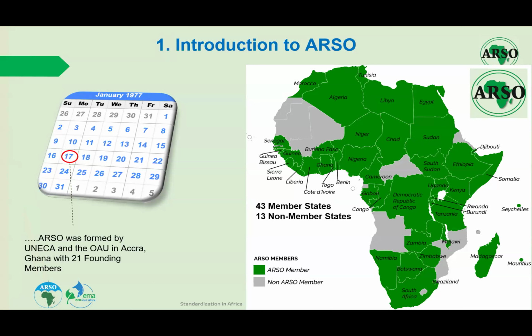So this map shows the ARSO members and non-members. The ARSO members are highlighted in green. We have 43 members. Actually, it's 42 member countries and 1 observer member. And you understand that the 13 remaining countries are highlighted in gray color. They are yet to become members, but there are some of them who have already started the process of adhering to ARSO.